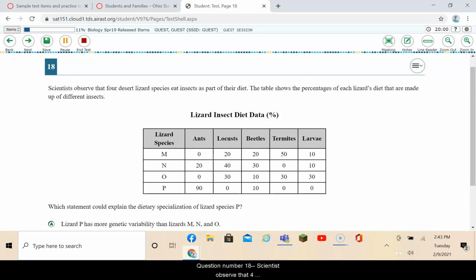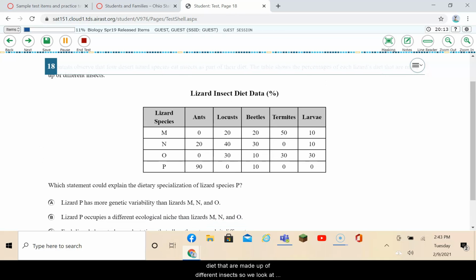Question number 18. Scientists observed that 4 desert lizard species eat insects as part of their diet. The table shows the percentage of each lizard's diet that are made up of different insects. So we look at our chart here. We have lizards M, N, O, and P. We look at M. That guy likes everything except the ants. N, he eats everything except the termites. O, he's eating everything except the ants, and P really likes the ants and the beetles, but nothing else.